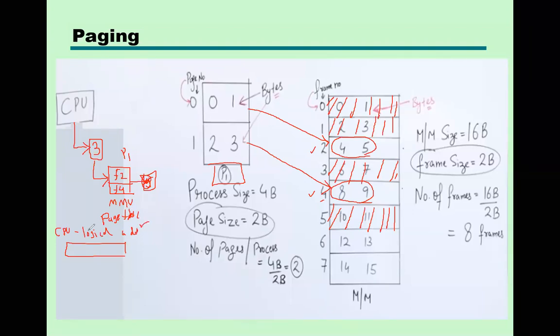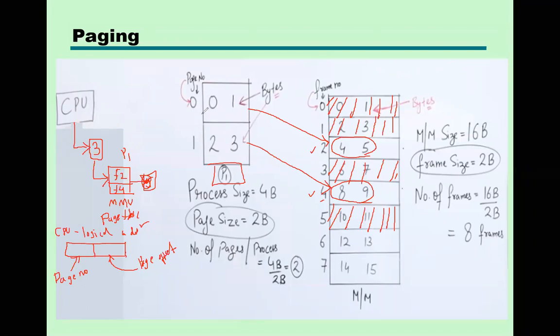So as per the logical address, suppose here is the address. This logical address is divided in 2 parts. The first one is the page number, and the second one is the page offset, or you can say the size of the page. Okay, so page number.